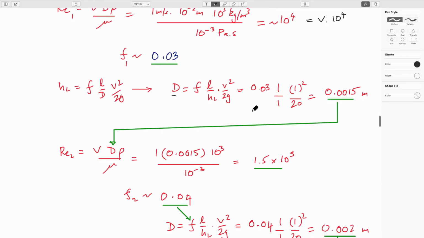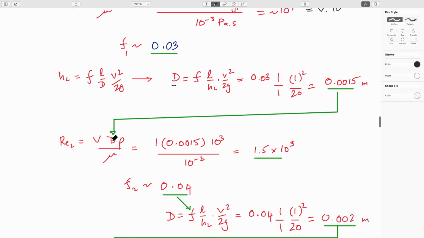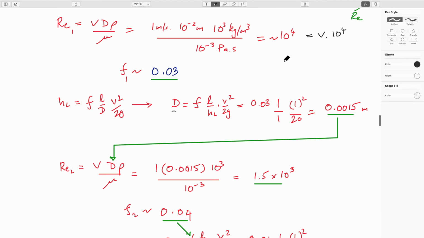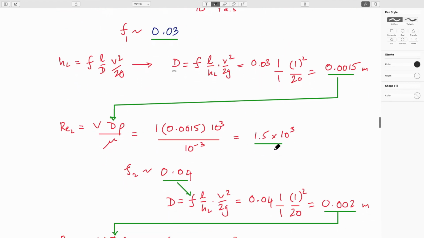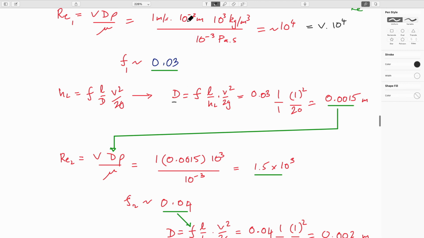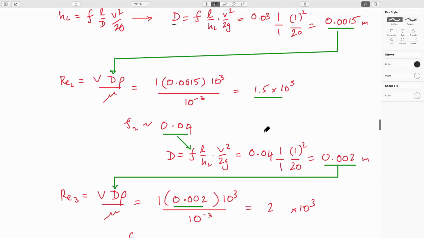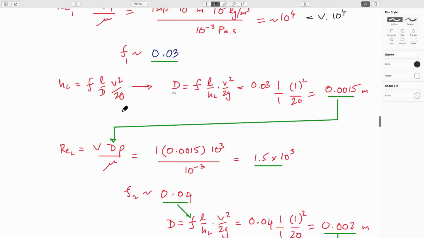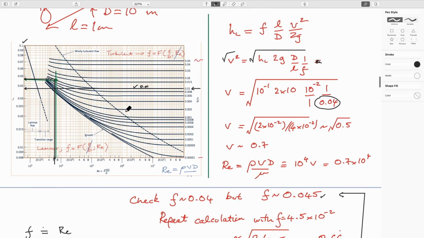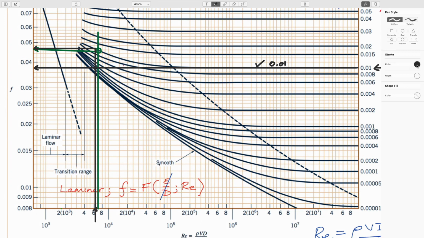If you use this friction factor, you end up calculating an assumed diameter of your pipe just by rearranging this in terms of those terms. You substitute this diameter, you calculate the Reynolds number, which instead of being 10 to the 4 is now 1.5 times 10 to the 3. And so this would be if you assume this. If you use 1.5 times 10 to the 3, then you can go back to this. This is 10 to the 3, this is 2, this would be 1.5 times 10 to the 3.